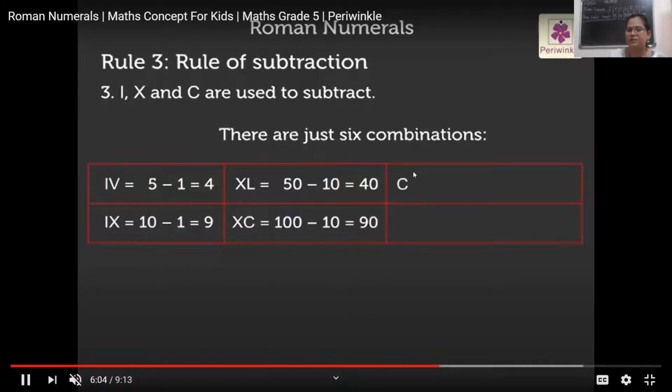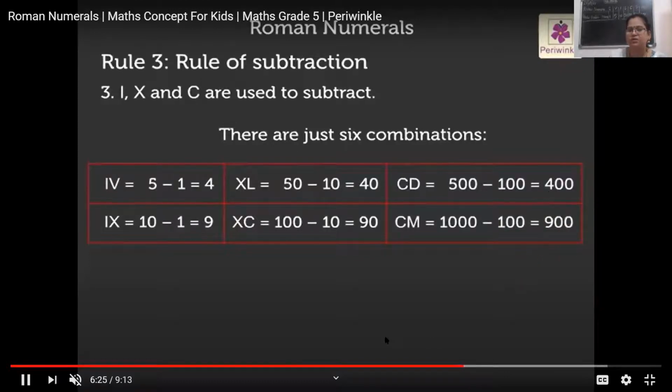Okay, children, please remember this combination. CD. C is 100, D is 500. So C is written before the bigger symbol, so it will get subtracted and the answer will be 400. CM. So 1000 minus 100, that is 900. Please, children, remember these rules and this will help you to solve many of your sums.